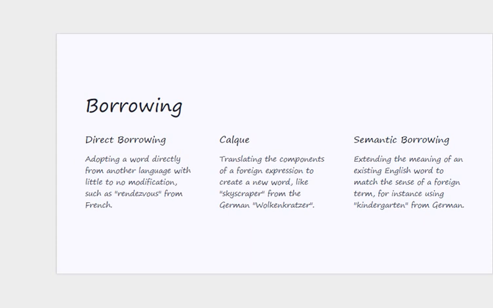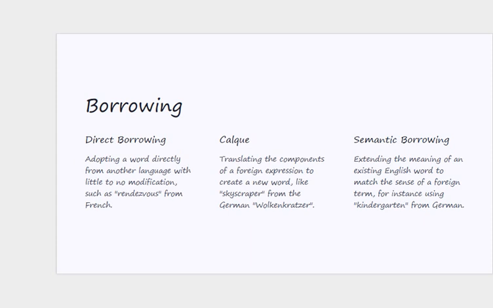Borrowing refers to adopting the expression of one language into another language. So if our native language is something and we have borrowed the terms from other languages, we would call it as borrowing. This borrowing refers to direct borrowing, calque, and semantic borrowing. So direct borrowing is if we take the word as it was without any change. Most of the words from French have been taken into English as they were.